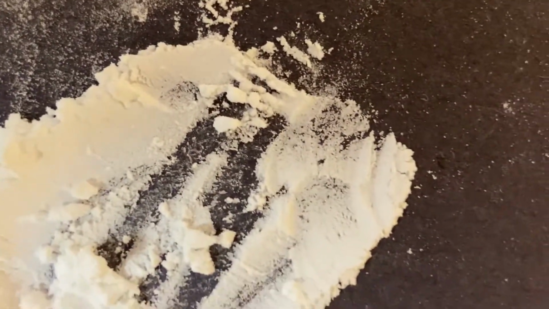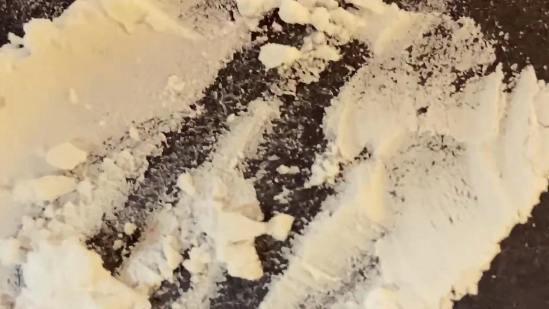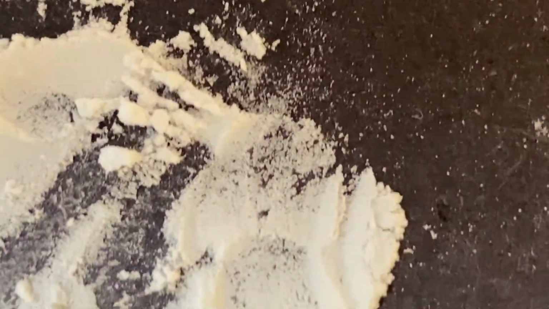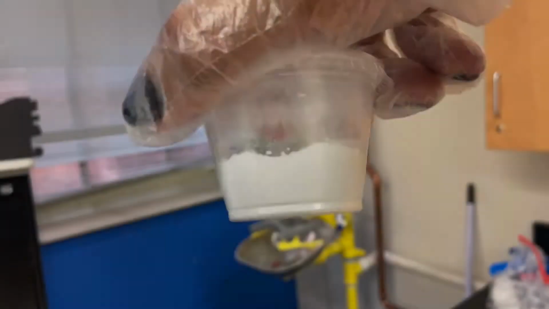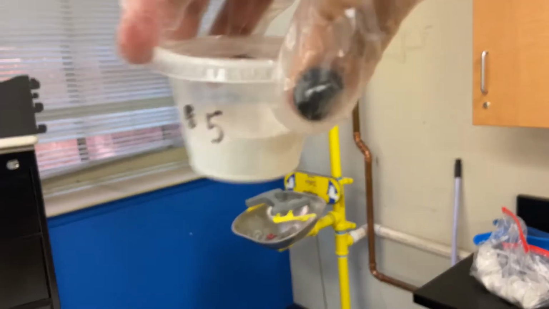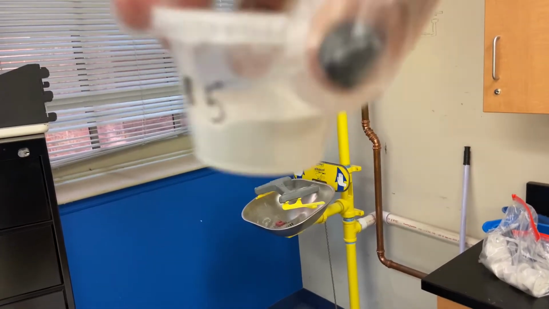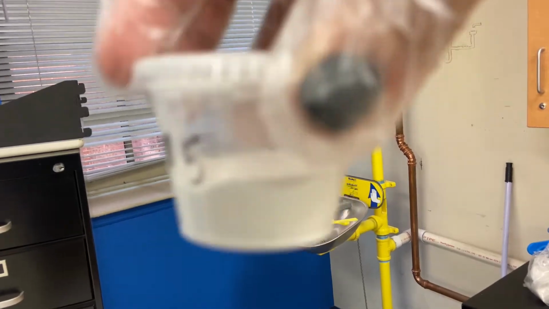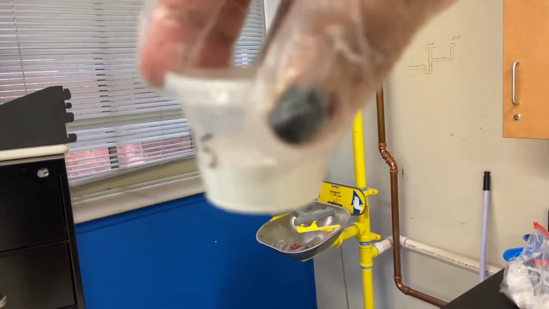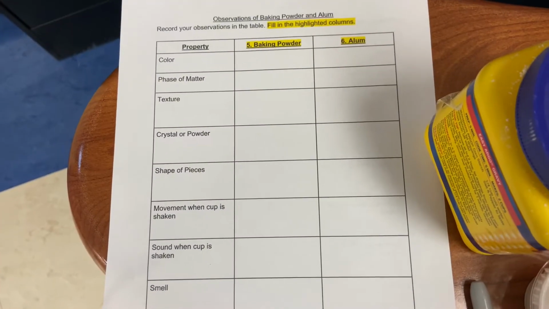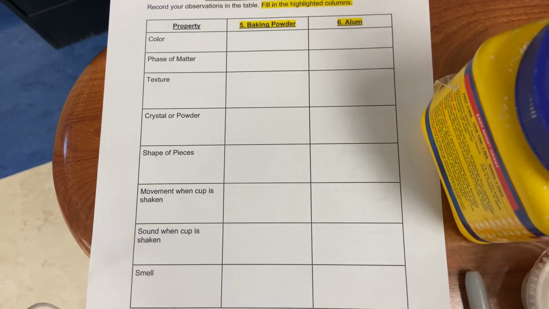Look at the pieces of the baking powder. Are they circular or square shaped? Are they round or square shaped? Which one of those two? Write it down. This is me shaking the cup to see if there's any movement. Is it moving? If it's not moving, is it making any sound? I'm shaking it pretty hard at this point. This is baking powder. There is no smell. Fill out the baking powder column before moving on to alum.